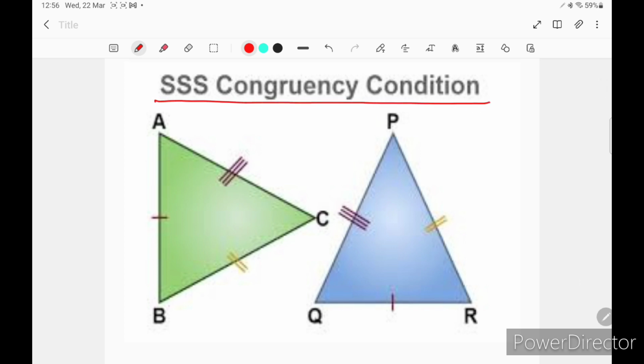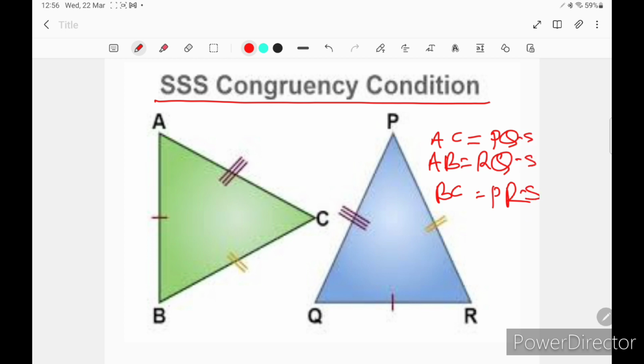As you can see here, the SSS congruence criteria. What is this? S for side. As you can see here, AB is equal to PQ, AC is equal to RQ, and BC is equal to PR. So S, S, S. 3 sides are here. So triangle ABC is congruent to triangle PQR by SSS criteria.